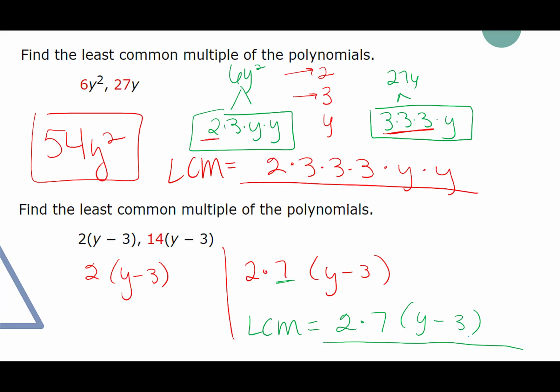When we multiply these together, it's 14 times y minus 3. Now that was one of the original factors that we worked with, and that's okay. It just happens that it's also the least common multiple of those 2 polynomials.